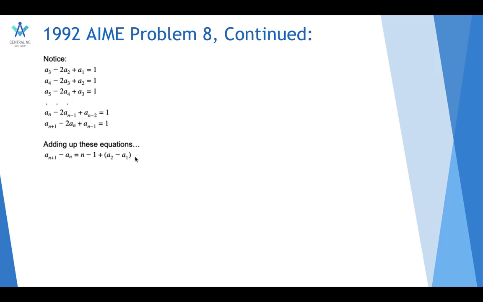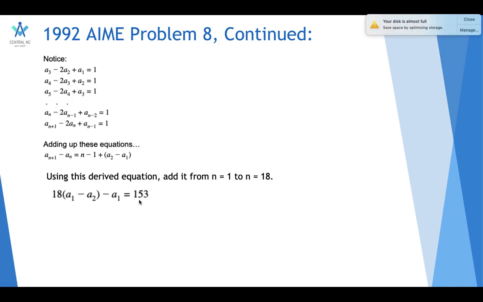That is a mouthful. Using this derived equation, you can add it from n equals 1 to n equals 18, which gives you 18 times (a2 minus a1), and then that minus a1 equals 153. Now, to get this number, you could add it all out. Yes, I know my disk is almost full. You could add it all out, but you could also acknowledge that this looks a lot like Pascal's triangle, and you can derive that this number is actually just going to be 18 choose 2.